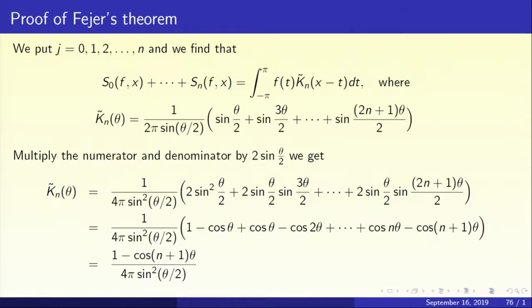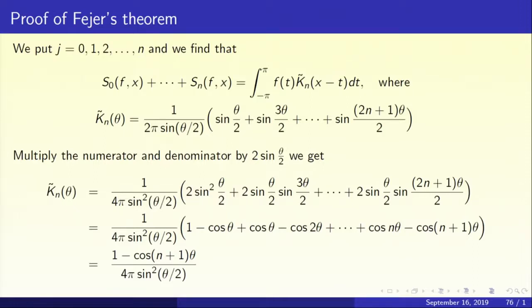What should we do at this stage? We must recall the defactorization theorem, right? 2 sin A sin B equals cos of A minus B minus cos of A plus B.